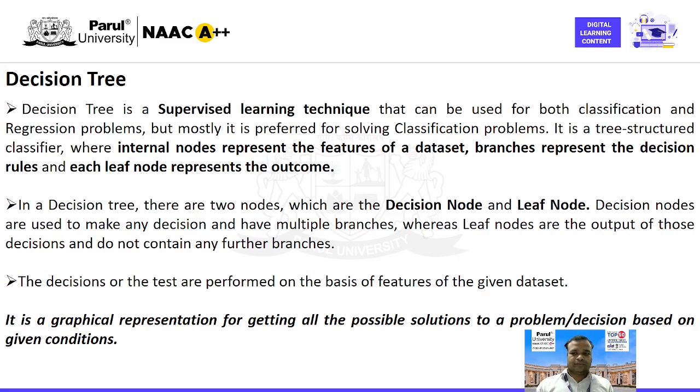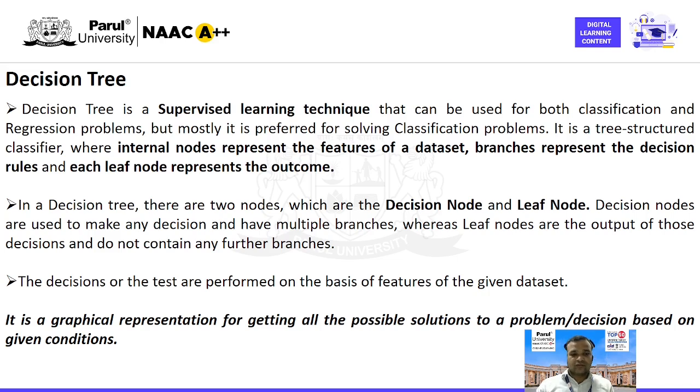So this model will work in both cases, but mostly it is preferred for solving classification problems. It is a tree-structured classifier, that's why it's called the decision tree. It follows the tree structure, where internal nodes represent the features of the data set, branches represent the decision rules, and each leaf node represents the outcomes.